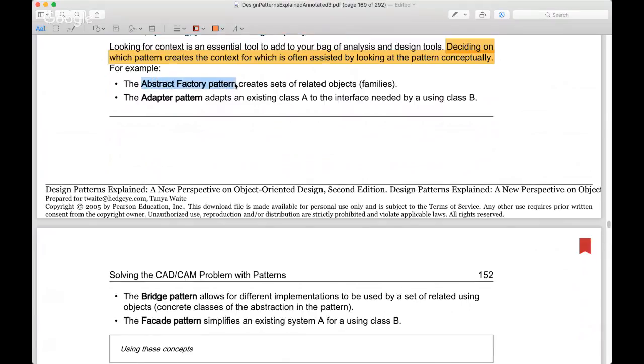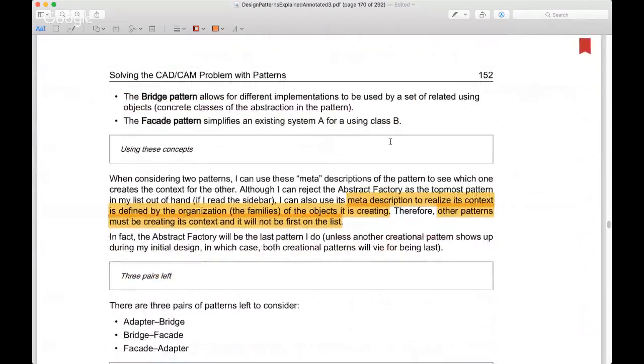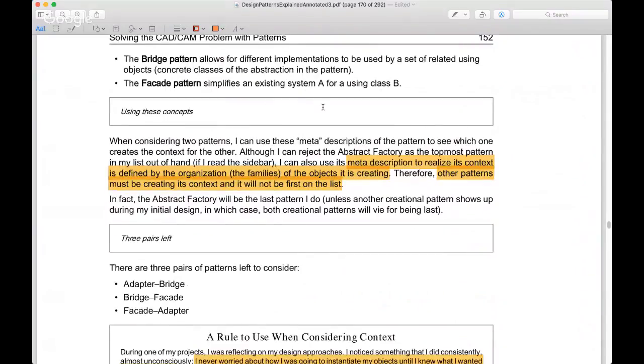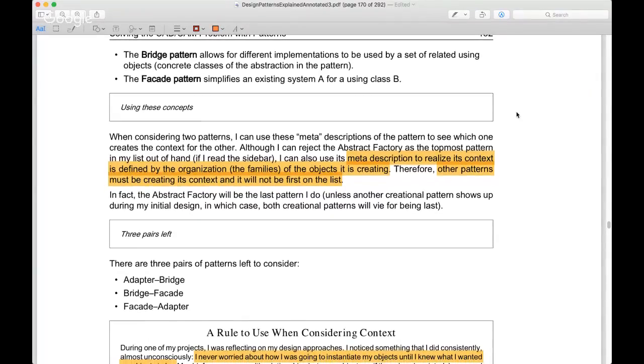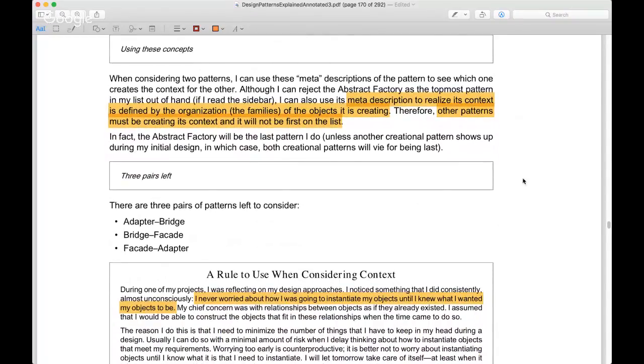So if you can remember these concepts of why they exist, abstract factory pattern creates sets of related objects, families. Adapter pattern makes a class A usable by a class B. A bridge pattern allows for different implementations to be used by a set of related objects, and a facade pattern simplifies. So if you keep those problems and solutions in mind, these can come to mind for you. And I admit, I got a long ways to go on making those second nature.